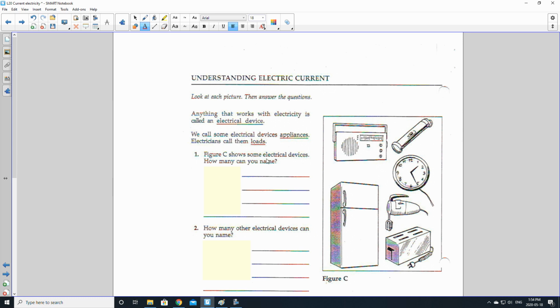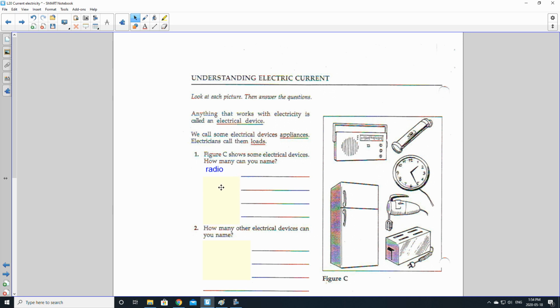Let's name some of these things. Just copy these down. So figure C shows some electrical devices. These are super old because, as you know, these handouts are super old, but I really like them, so I like to keep them on file. How many of these can we name? We don't need to name all of them, so let's just name a few of them. Go for it right now, name some of these aloud, and then copy these down.